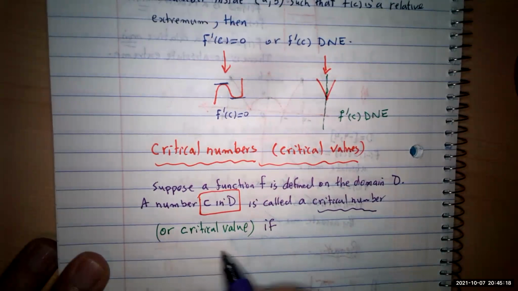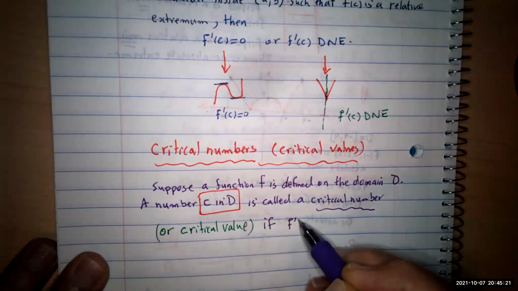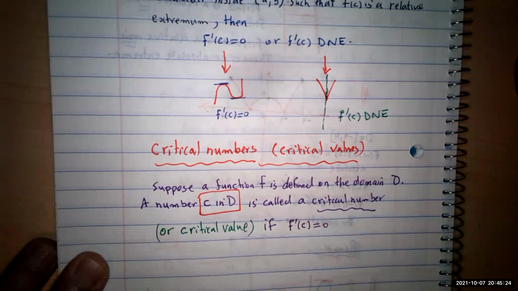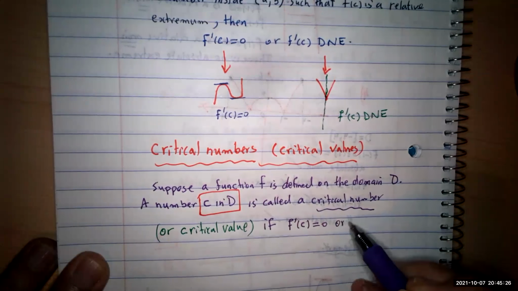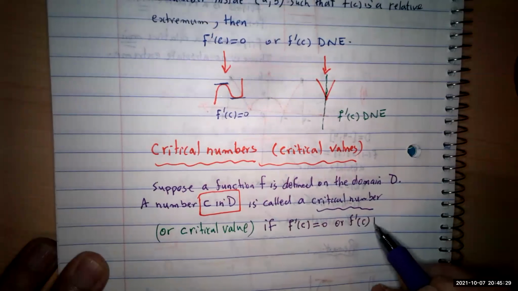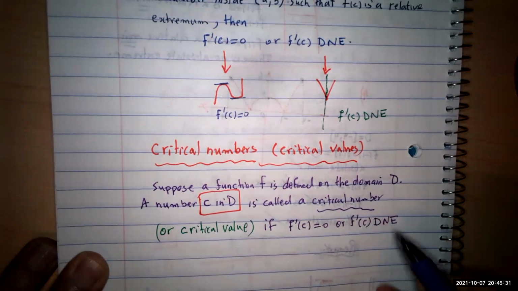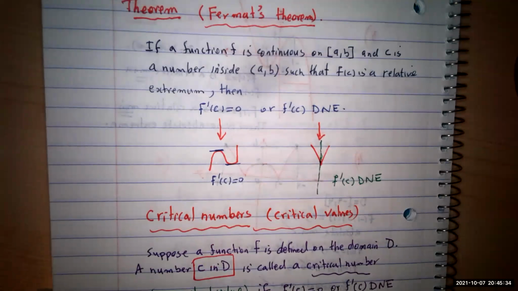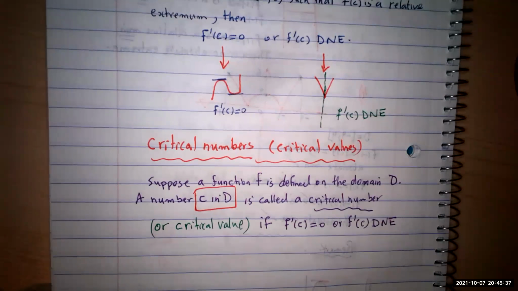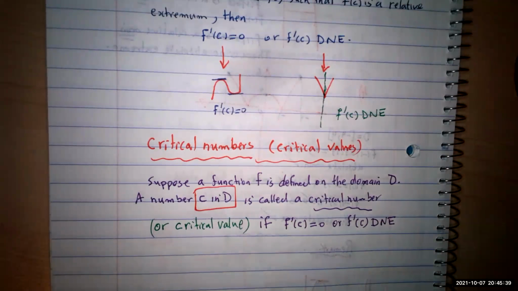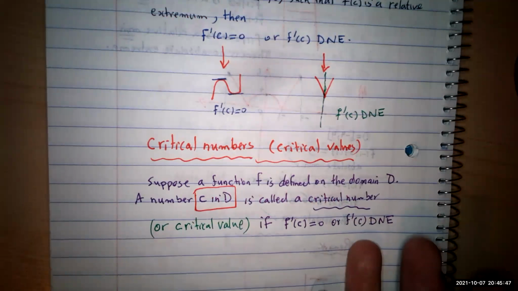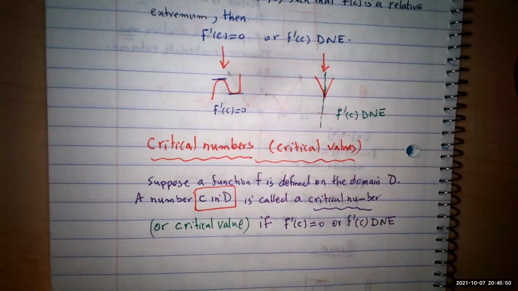If either f prime of C is equal to 0, meaning you get a horizontal tangent line, or f prime of C does not exist. Because these are the candidates according to the Fermat theorem. It's not the case that they are necessarily maximum or minimum, but there is a possibility. So if there is one, it must satisfy one of these two conditions. The result is called a critical number.